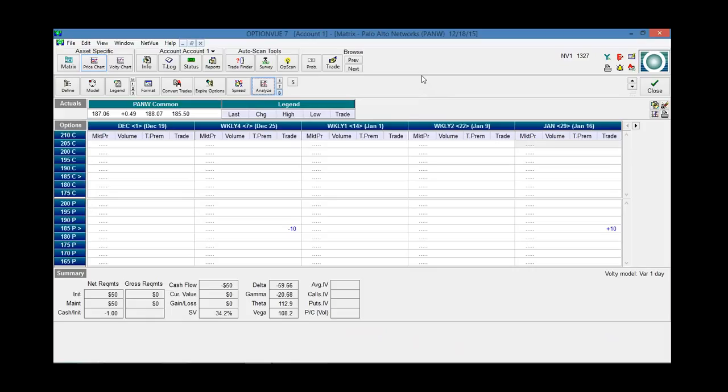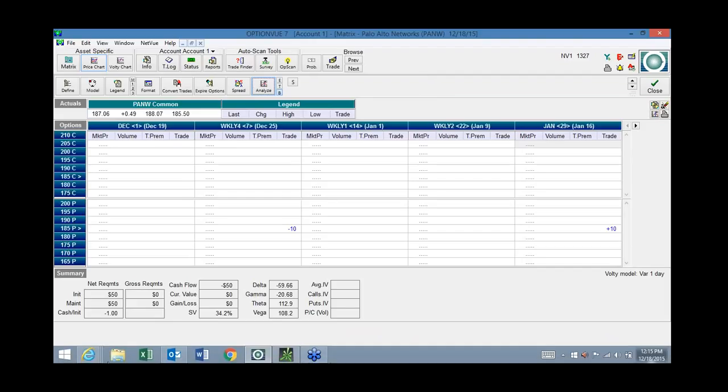But yeah, back to entry. You're trading the underlying, you're going to use a different set of parameters on when you're going to enter off of this.